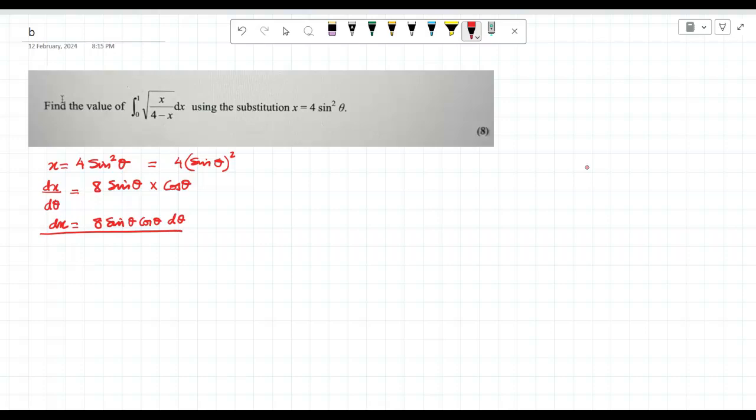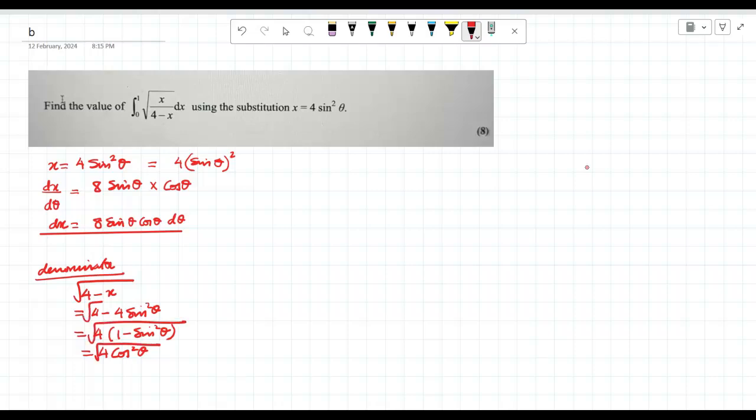Correct? That's my dx. Now let me simplify my denominator separately, which is 4 minus 4 sine square theta. That's 4 minus 4 sin squared theta, which is 4 cos square theta. You can take the root, but I'm doing only the denominator without the root. If you take the root, it becomes 2 cos theta basically.